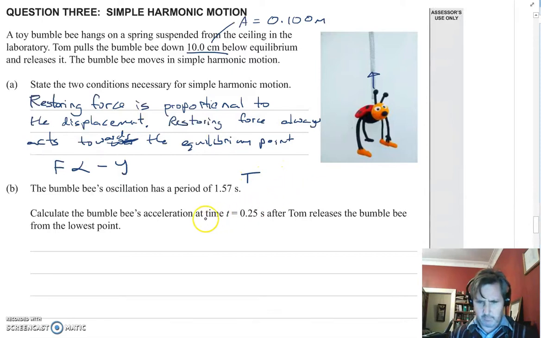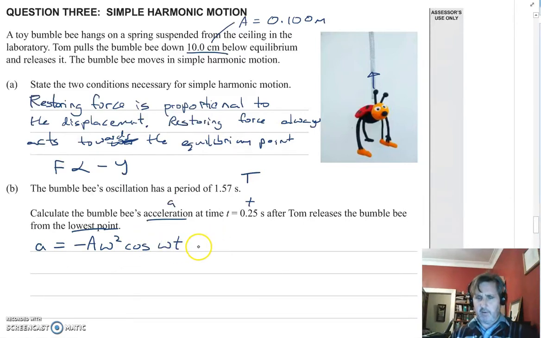We need to calculate here the acceleration, and they've given us the time. It says it's from the lowest point, so this is the maximum, so I'm going to use the first line of equations. So acceleration equals negative amplitude times omega squared times cos omega t. I know the amplitude, it's 0.1 meters. I don't know the time, I know the acceleration, so I'm going to have to rearrange this equation. But I need to find out omega first.